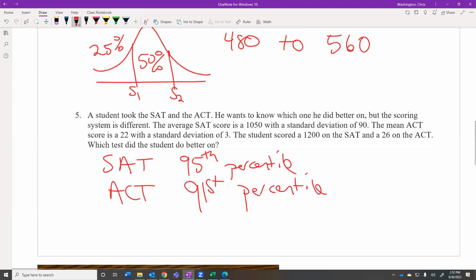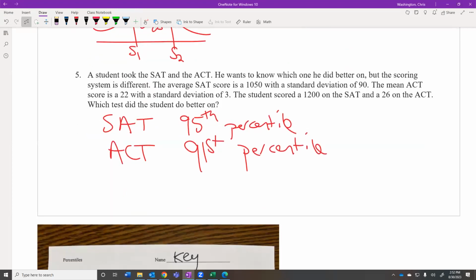Which one did he do better on? The SAT. And you might write a sentence. He did better on the SAT because the 95th percentile is better than the 91st percentile. Or he did better on the SAT because he had a higher percentile rank, period. And we're done with our notes today.